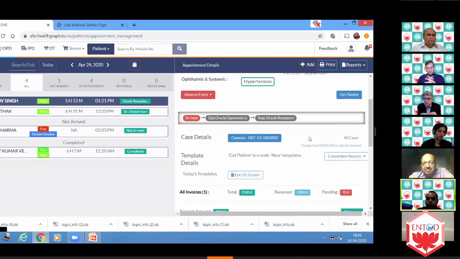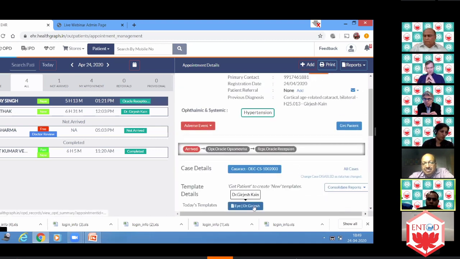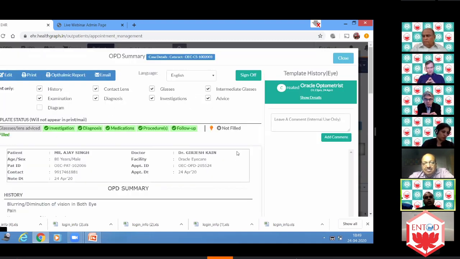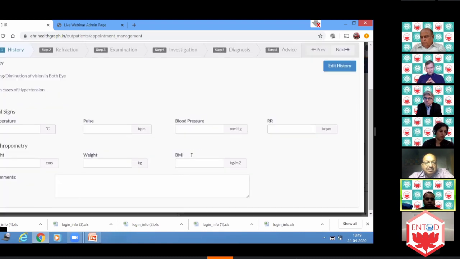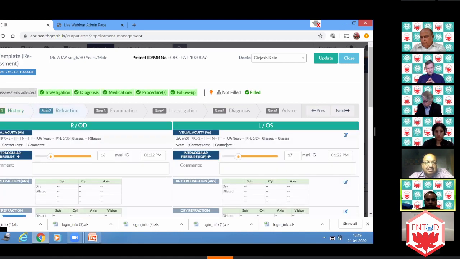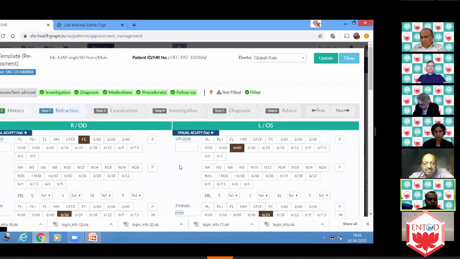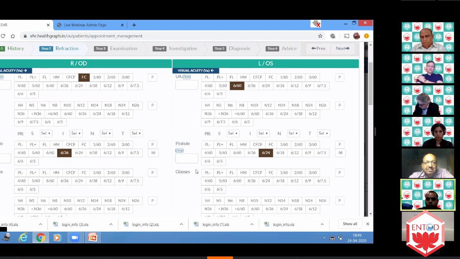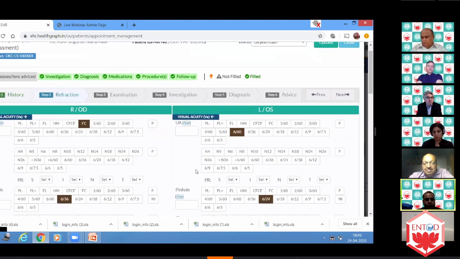Now the patient comes to you and you have to examine that patient. So this is the examination sheet which will open after the patient comes to you. And this is the history part. You can also put in vital signs and all these things. And this is the refraction sheet. It will hardly take 1 or 2 minutes to fill in this entire software for a single patient.